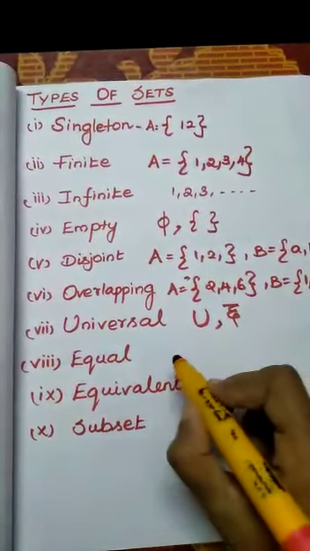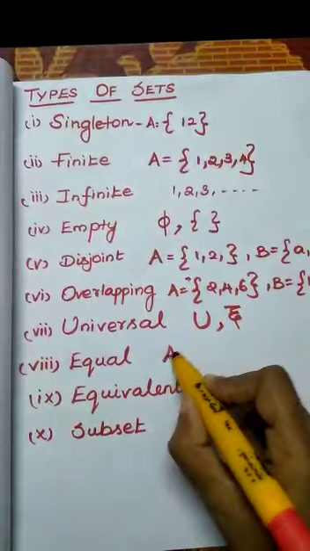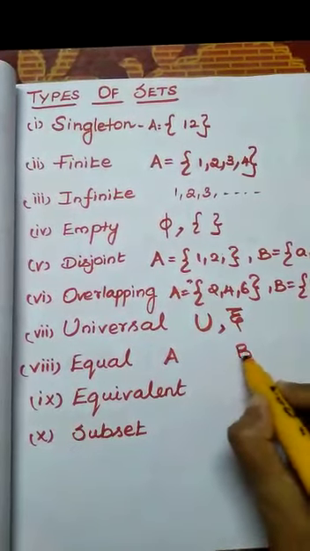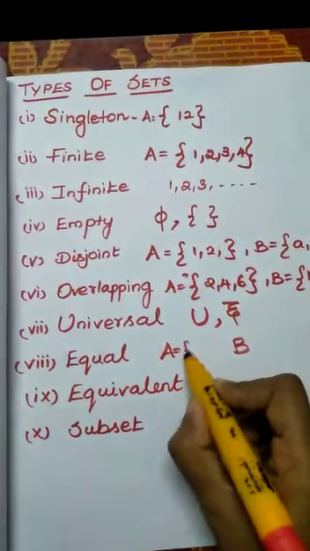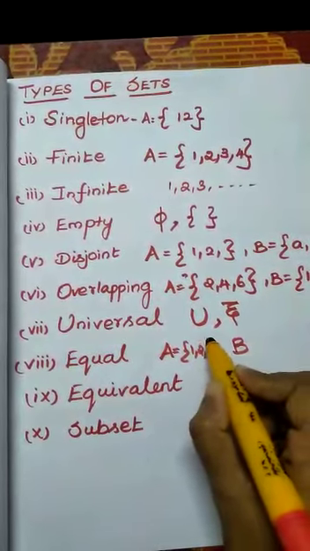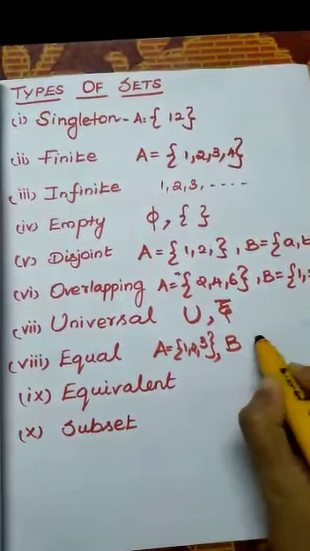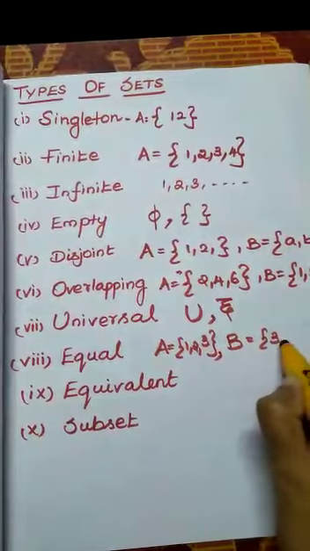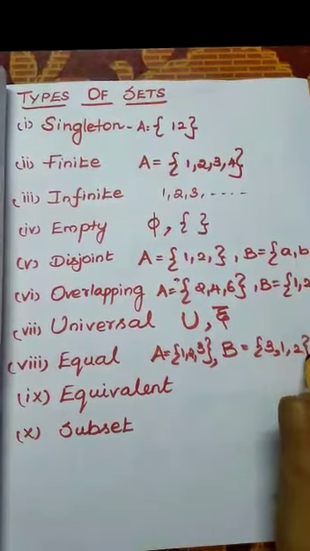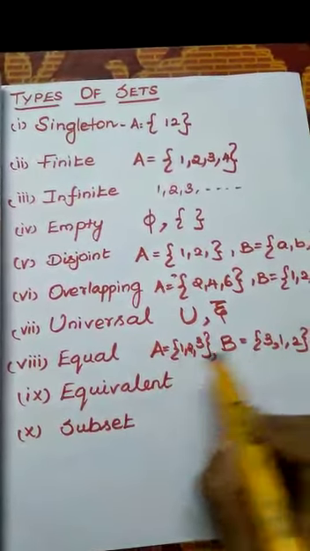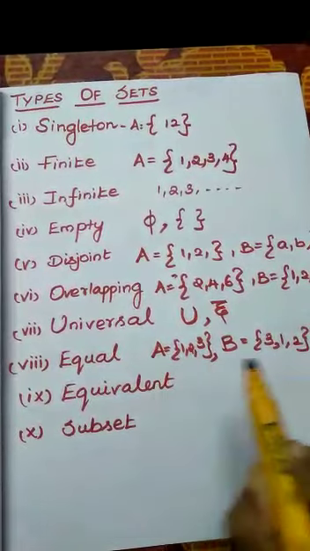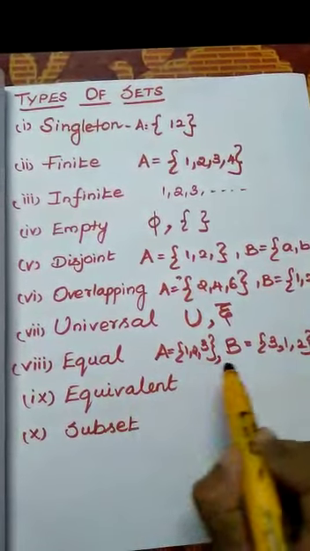The next one is equal set. In equal set, we have to take two sets. One is A, another one is B. Actually, A is equal to {1, 2, 3}. The next one, B is equal to {3, 1, 2}. Cardinal number is also equal, the elements are also equal. Each and every element in A and B is equal only. So this is equal set.